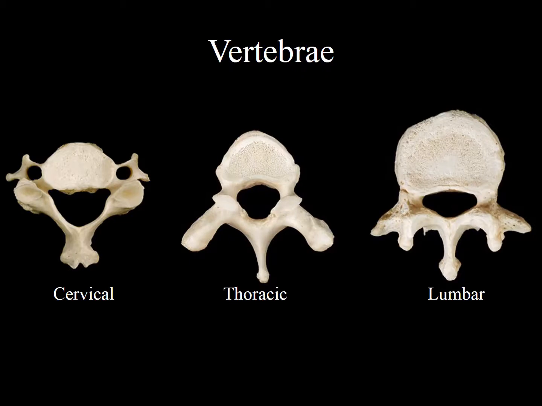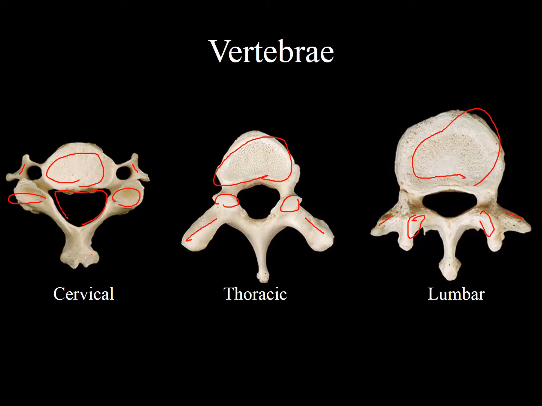Now, if we compare the cervical, thoracic, and lumbar vertebrae, we see that they have very similar structures. They have the spinous process, they have the transverse process, they have the vertebral body, they have the superior articular process and facet, they have the vertebral arch with the vertebral foramen.